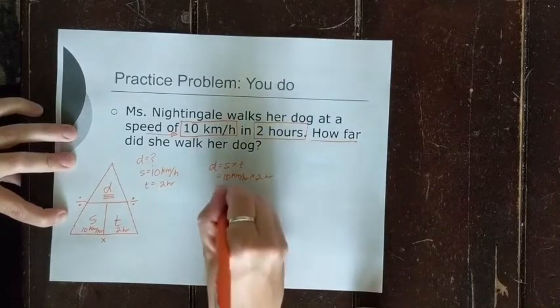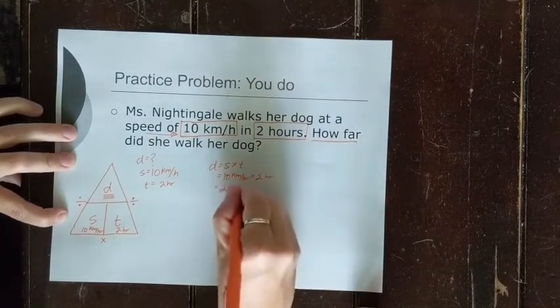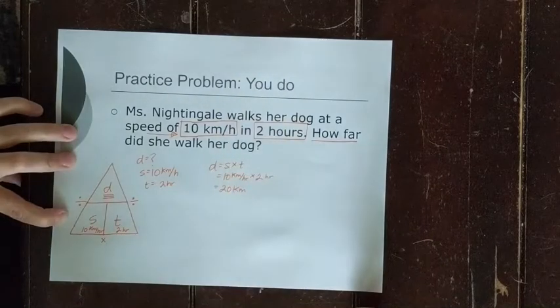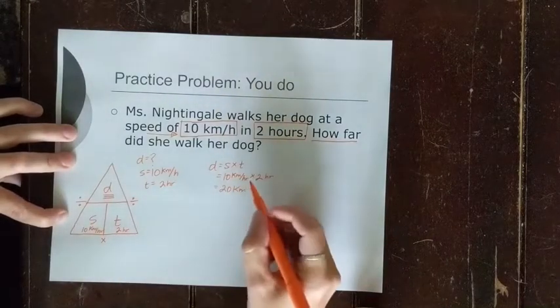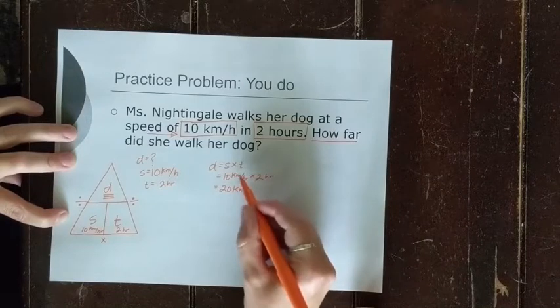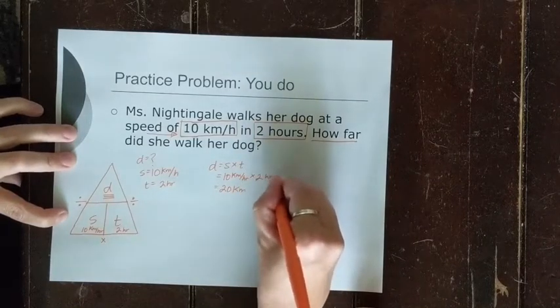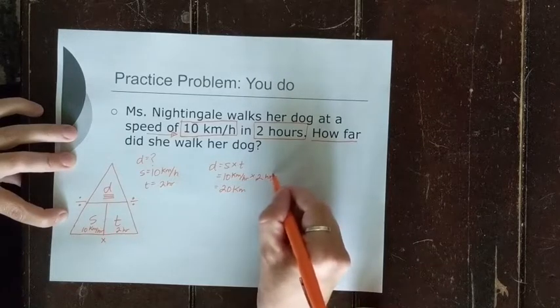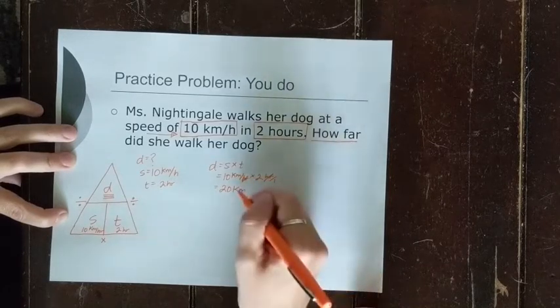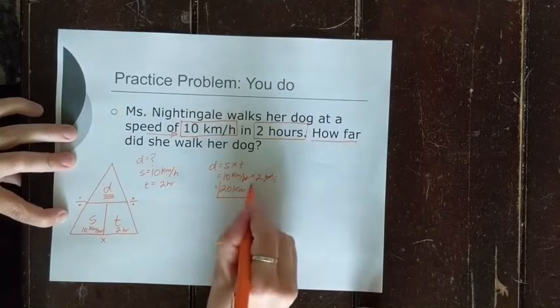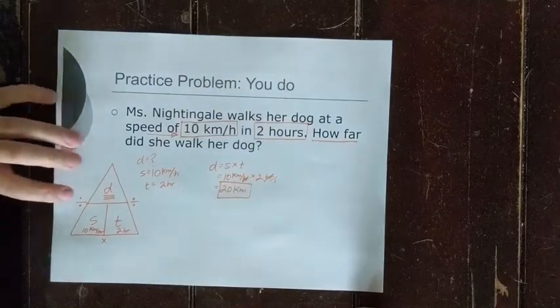That gets me 20 kilometers. So where did the hour go? Because there was an hour on the bottom of this little unit fraction, and technically there's a 1 under this, we can cancel out the hours, which leaves us with just 20 kilometers.